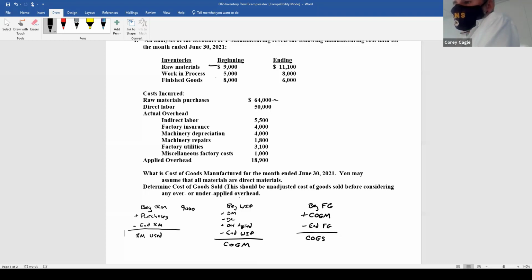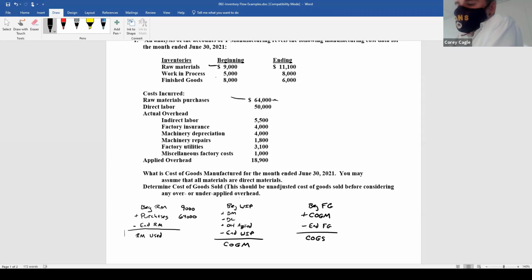That's what we started with. We added another $64,000 to that. All right, so the total amount of materials that we have available to use is $73,000, right? I can't do much in my head, but I can do that.